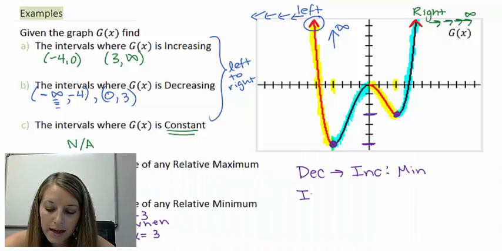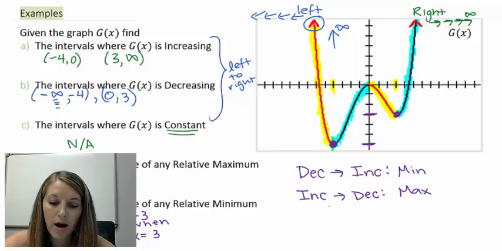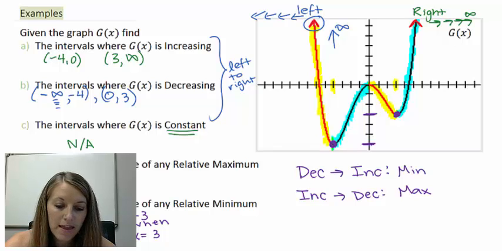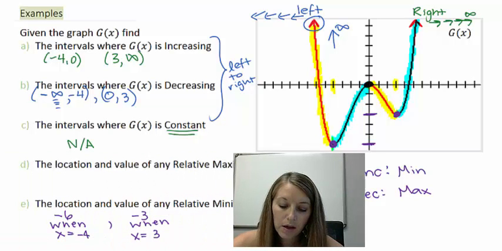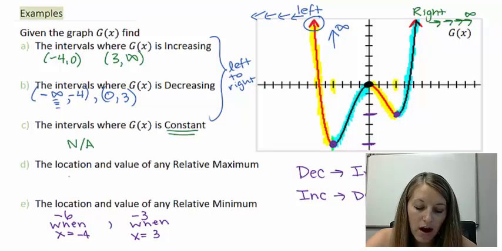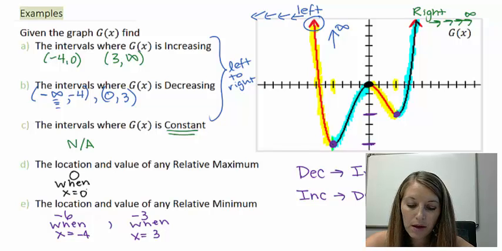Now, anytime I switch from increasing to decreasing, that means I have a high point on the graph. That means I have a maximum on my graph. So that happens when it switches from blue to yellow. So that happens right here. So my value of the graph is the y value of 0. My location of the graph is the x value, which also happens to be 0.